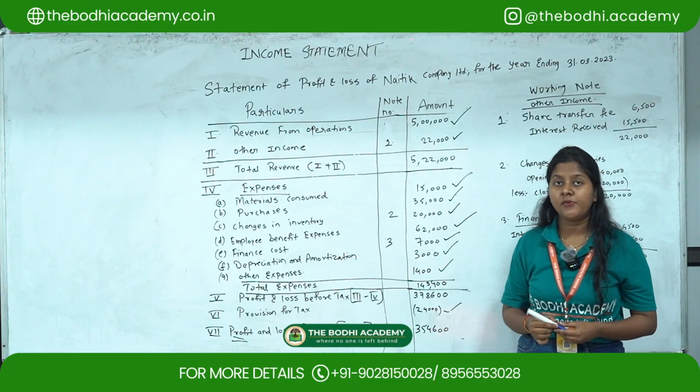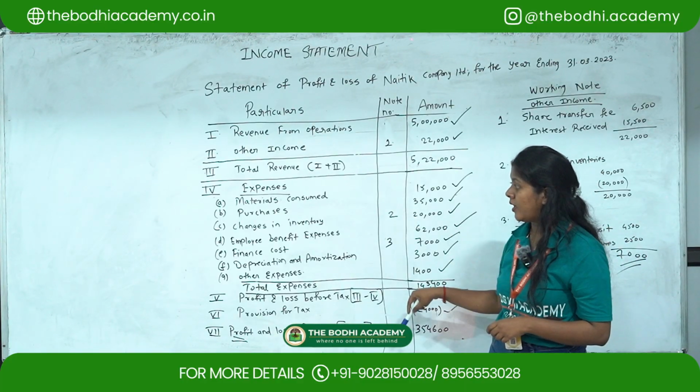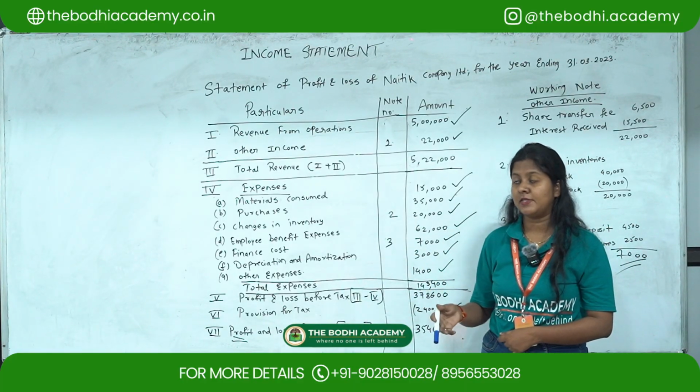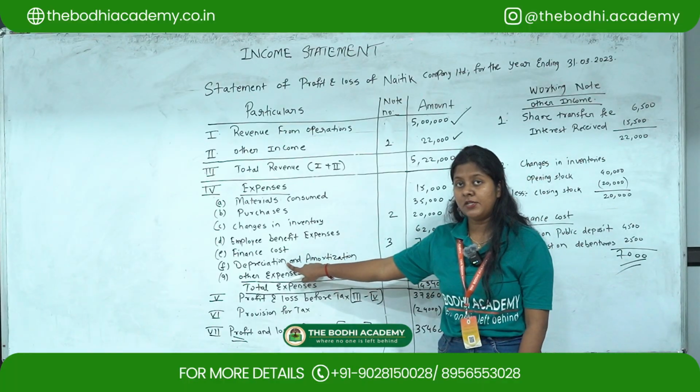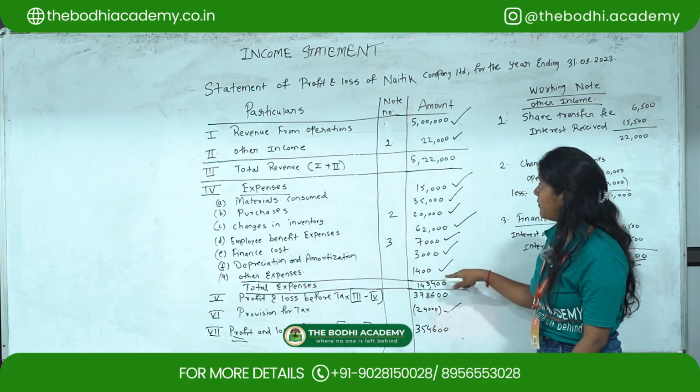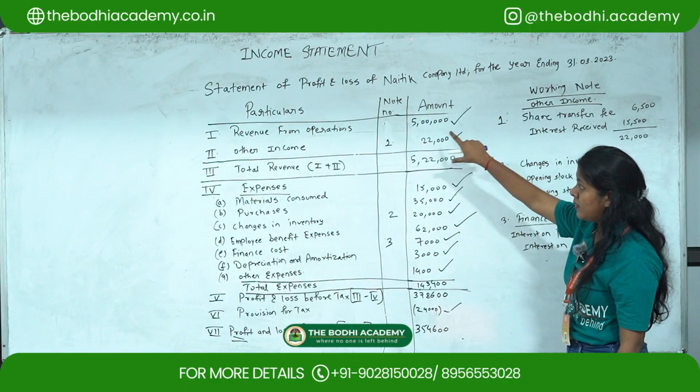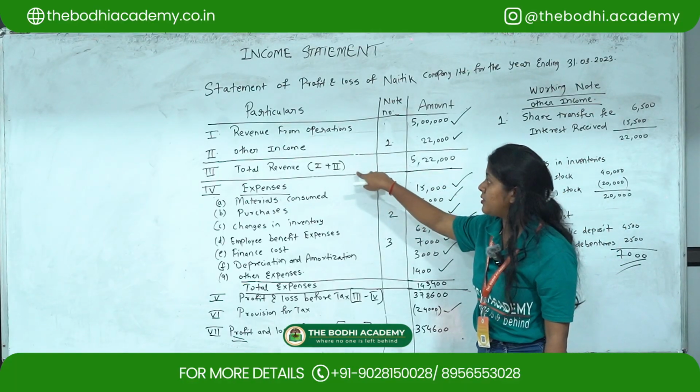After that they have given furniture, but furniture won't come over here because it is a part of fixed asset. If they have mentioned depreciation on furniture, then it will have come over here. Now you have to total the total revenue, that is 1 plus 2.